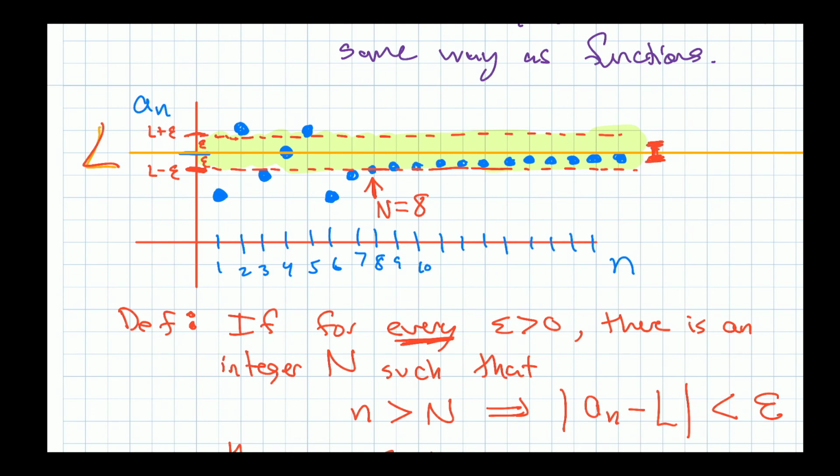You have to go out further than 8, but it'll happen. Even if you pick a teeny tiny interval around L, you might have to go out 1,000 terms, but eventually all of your blue dots will be in there, very, very close to L. And if that happens, that's what we mean when we say a sequence has a limit.